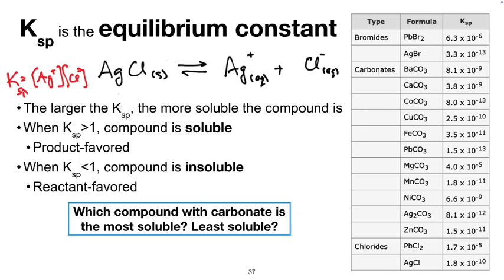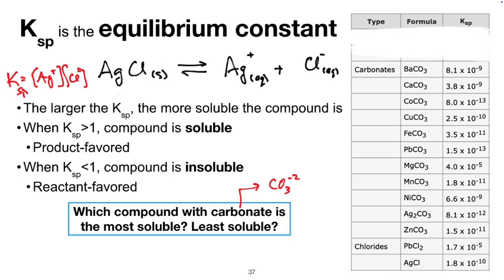Which compound with carbonate is the most soluble? Which one is the least soluble? Okay, officially, you don't need to know what carbonate is as far as nomenclature goes. At least we have a slide talking about that. So the carbonate is CO3 minus 2 in and of its own, which means we can ignore the top and bottom of our table. So now at your table, decide which carbonate is the most soluble, which is the least.